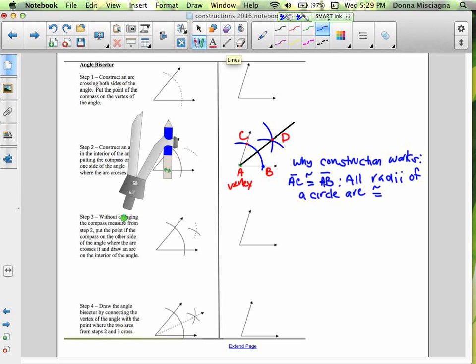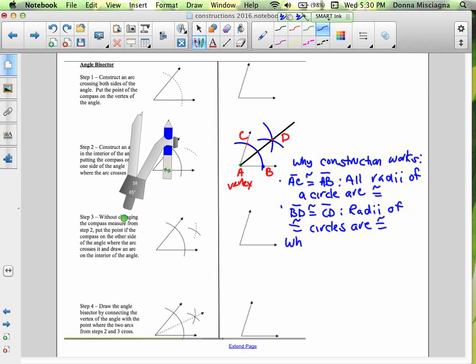All right. Also, why this works, we know that BD is congruent to CD. Now, they are radii as well. BD is a radius for circle B. CD is a radius for circle C. We know those radii are congruent because radii of congruent circles are congruent.